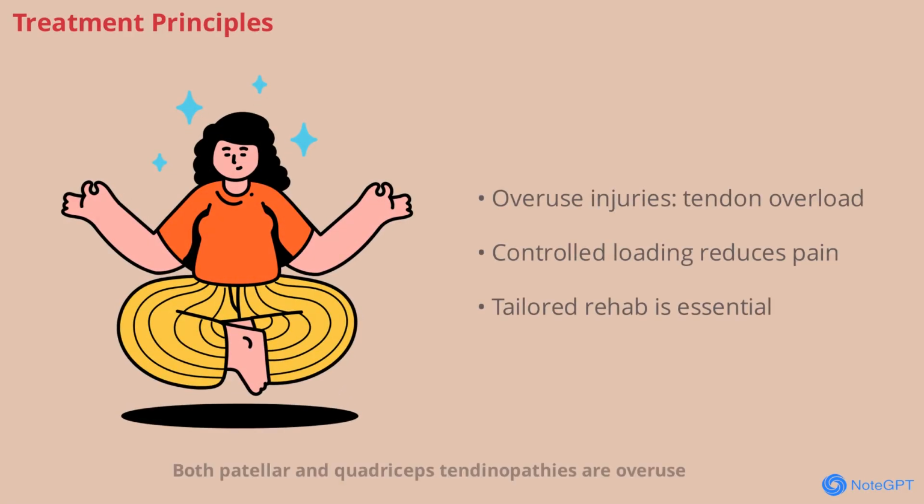Both patellar and quadriceps tendinopathies are overuse injuries caused by tendon overload and inadequate recovery. The primary symptom is load-dependent pain, which increases with greater activity. Treatment focuses on activity modification and controlled tendon loading to reduce pain, promote tendon remodeling, and restore mechanical properties. However, these similarities do not mean the same strategies work for both conditions. Understanding the unique anatomy and biomechanics of the quadriceps tendon is essential for tailoring rehabilitation programs and achieving better outcomes.